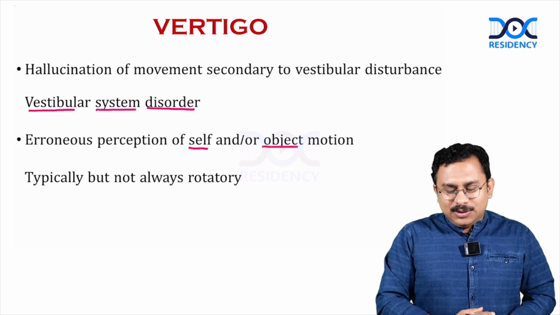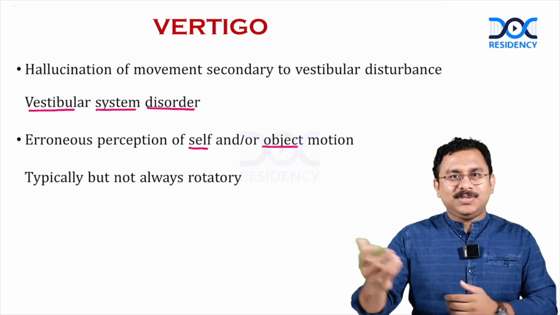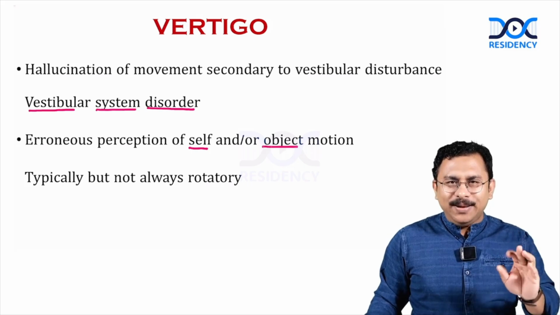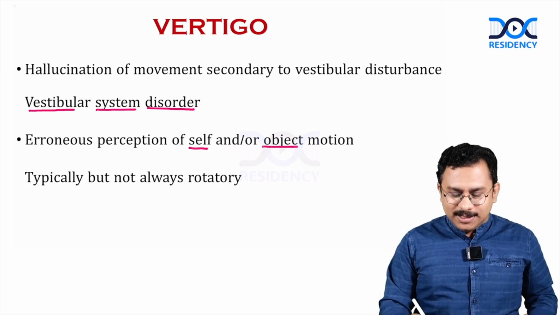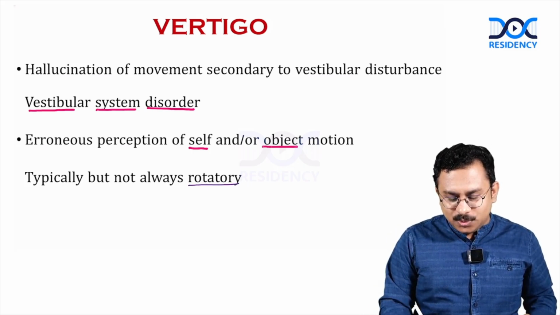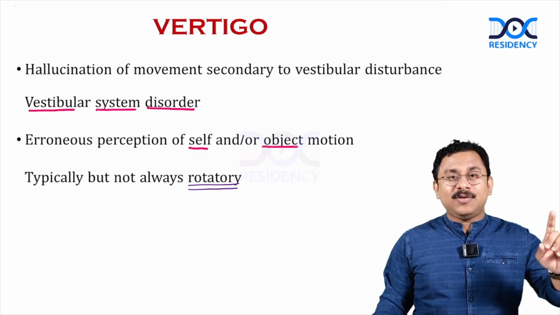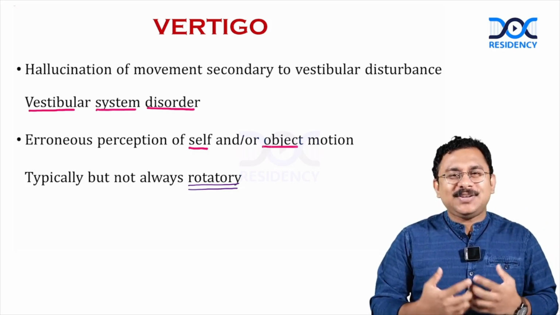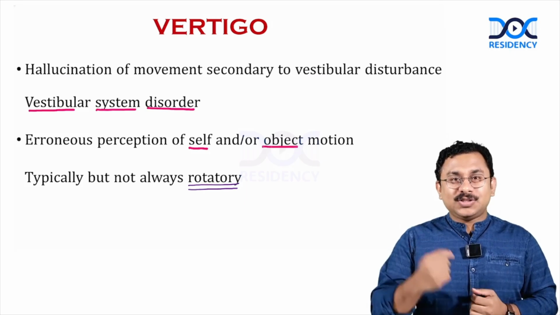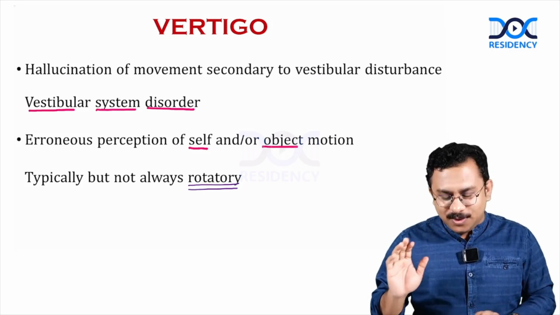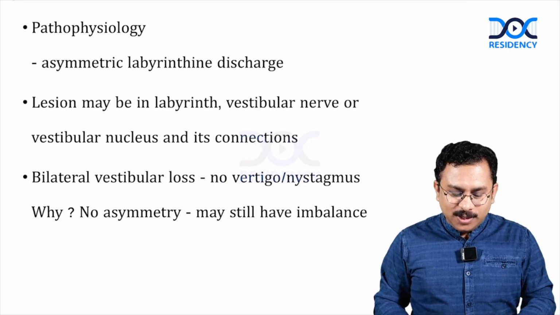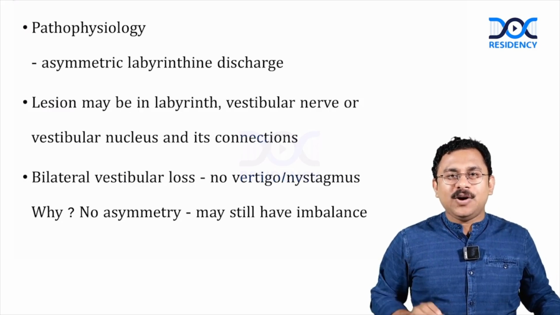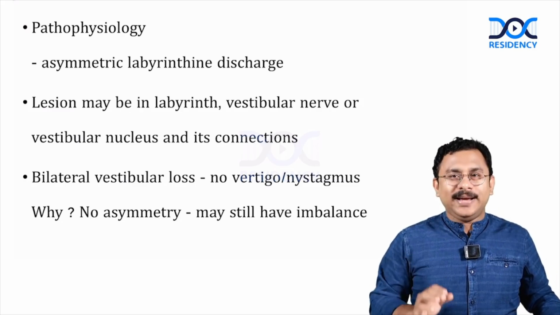Okay. So self motion and or object motion can happen in vertigo. And remember, this is typically but not always a rotatory motion. So commonly you will have a rotatory motion in vertigo. That is what the patient often complains of, this rotatory motion. Clear? Okay. Moving forwards, very important, what is the pathophysiology of the vertigo?